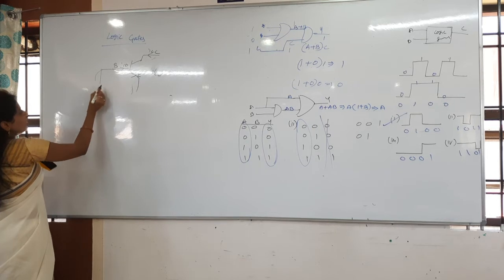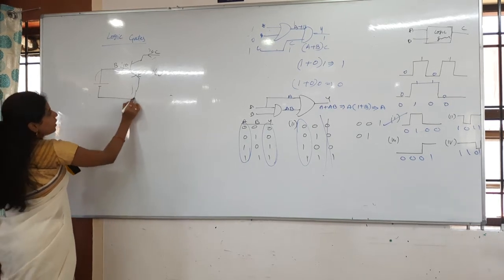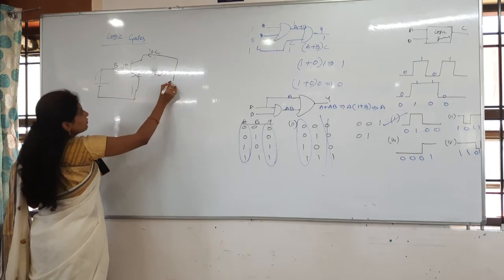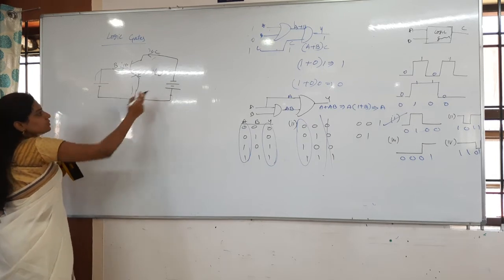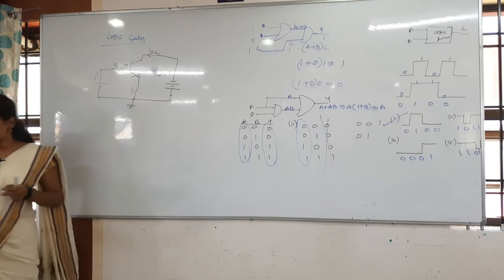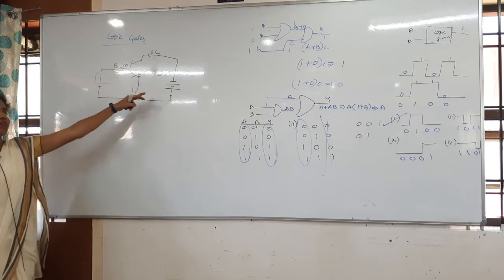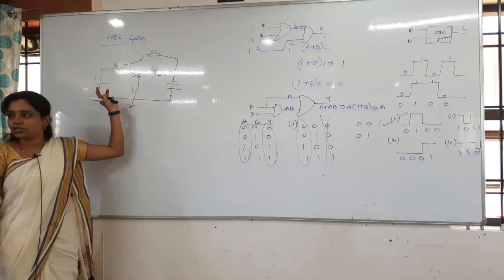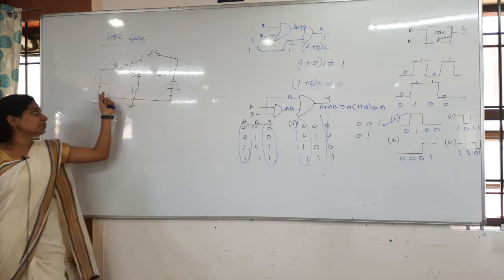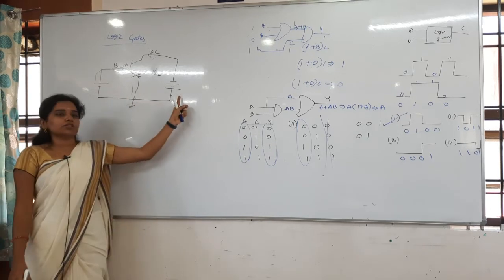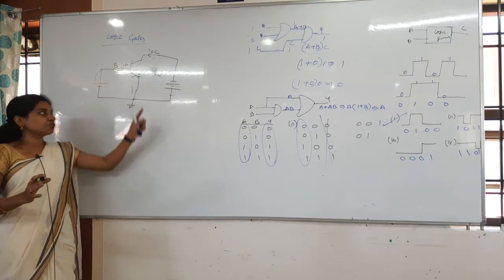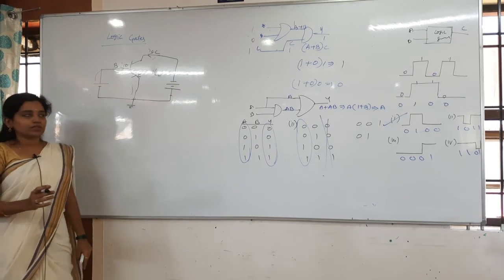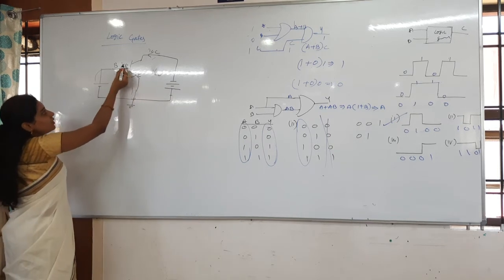So the base will be connected to forward bias, and the collector-emitter region will be reverse biased. What is the difference between this battery and that battery? This one is normal, up to 0 to 12 volts, and this one is more than 12 volts. So VC should be high voltage, and that should be in reverse biasing.